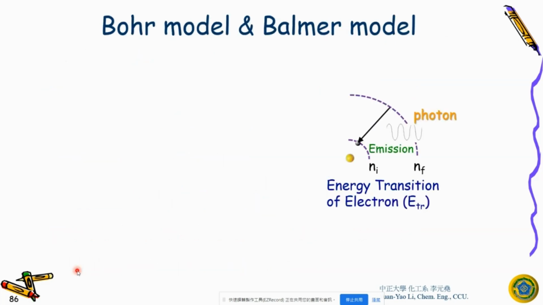Okay, so now let's think about how the Bohr model will be validated against the Balmer model. Because for the Balmer model, they got an equation experimentally, right? They did an experiment and they got this model. And Bohr got a model by theoretical calculation. So according to the energy transition of the electron, let's see whether these two models, the experimental model and the theoretical model, match each other.